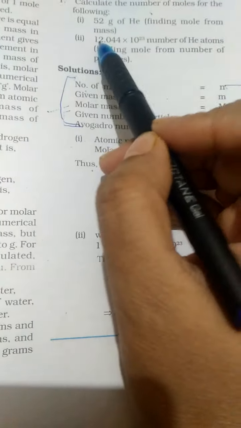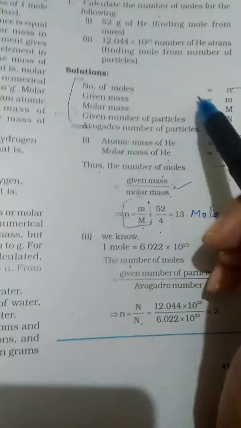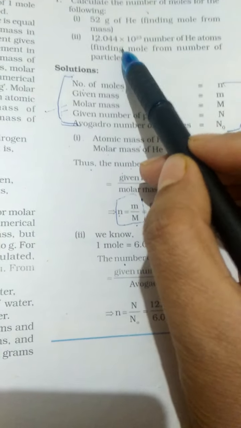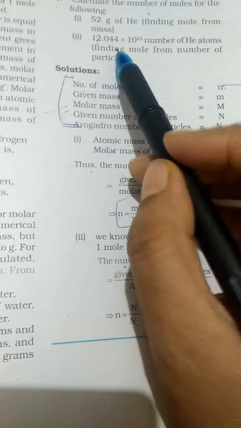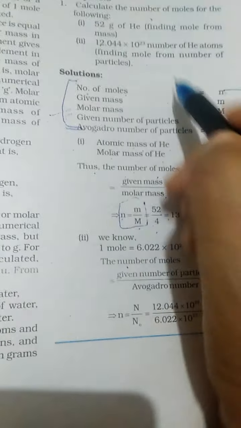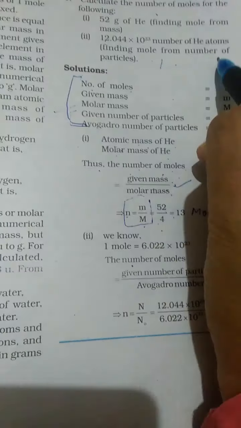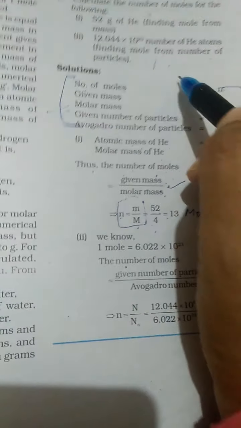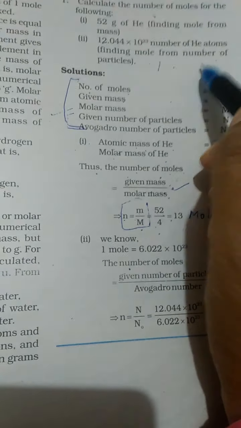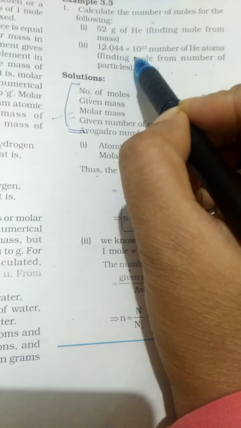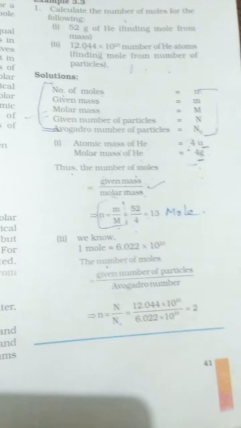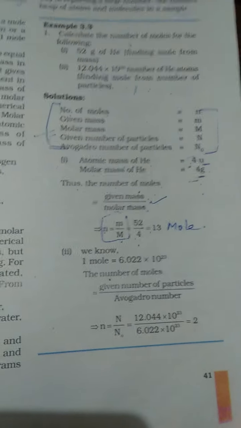Now come to the point. Next one. Here it is the number of particles given. 12.044 into 10 to the power 23 number of helium atoms. Now you have to find out the mole. And it is very well known to us that 1 mole of a helium atom is equal to 6.023 into 10 to the power 23 particles. So here the number of particles is given, or the atoms. Now you need to find out the mole.